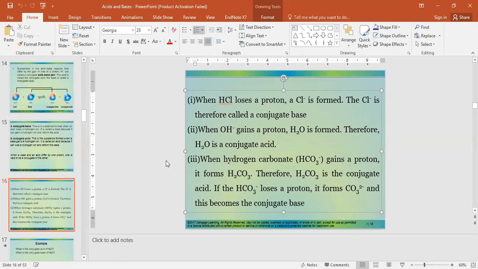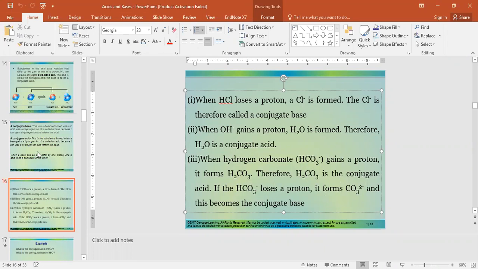So when hydrogen carbonate gains a proton, it forms this weak carbonic acid. If you look at this compound and this compound here, they only differ by one proton. So this carbonic acid is what we are calling the conjugate acid. And if this hydrogen carbonate ion loses a proton, it is going to form a carbonate ion. And this carbonate ion becomes a conjugate base.